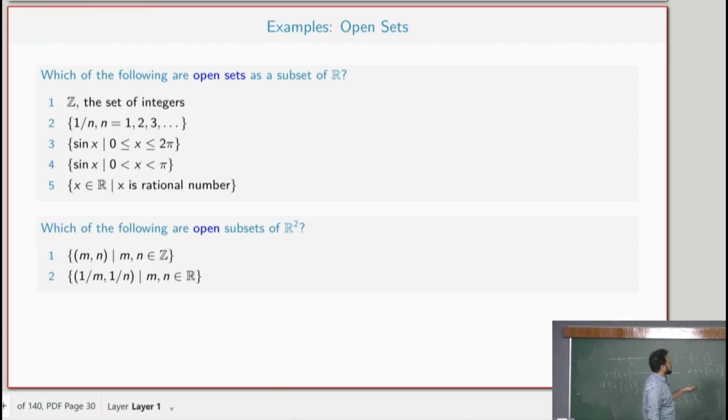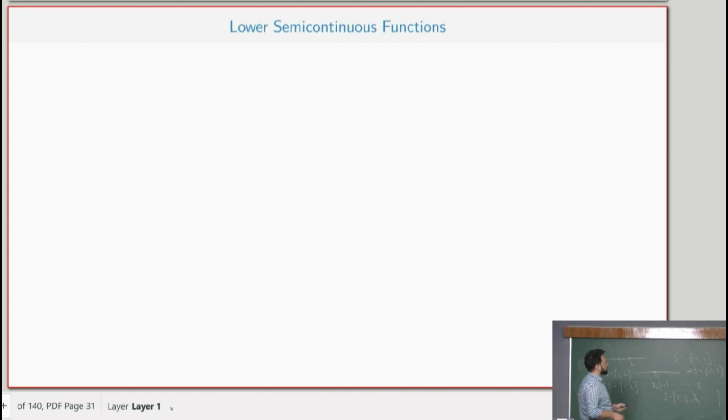Open sets, as we said, are sets for which all the points are interior points. So you can think, for the set of integers, are all the points interior points as a subset of R? The answer is no, because I can never find a ball, however small, that is completely inside the set of integers. So it's not possible. We have already seen this. Similarly, you can try slightly more interesting ones. You may try these examples as an exercise.